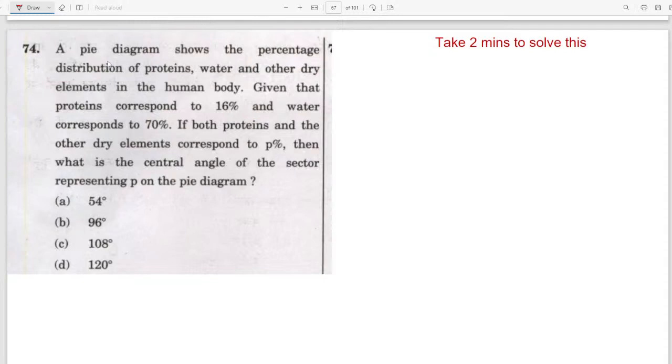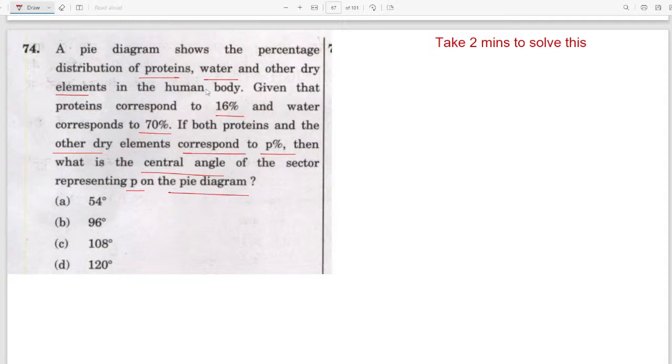So what they're saying is, a pie diagram shows percentage distribution of proteins, water, and other dry elements in the human body. Given that proteins correspond to 16% and water corresponds to 70%, if both proteins and other dry elements correspond to P%, then what is the central angle of the sector representing P on the pie diagram?